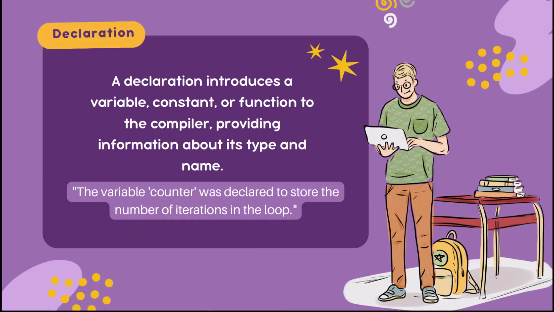Declaration. A declaration introduces a variable, constant, or function to the compiler, providing information about its type and name. Example: the variable counter was declared to store the number of iterations in the loop.